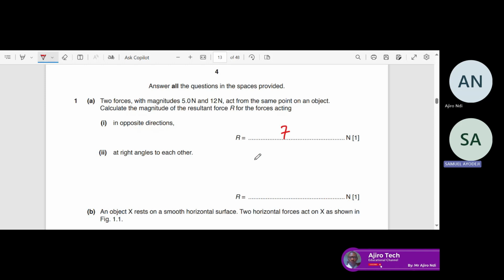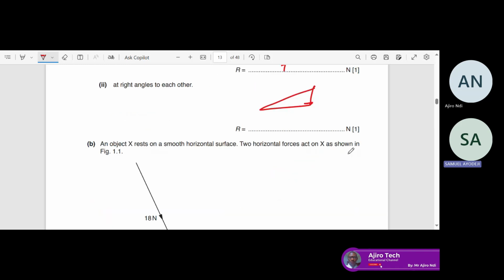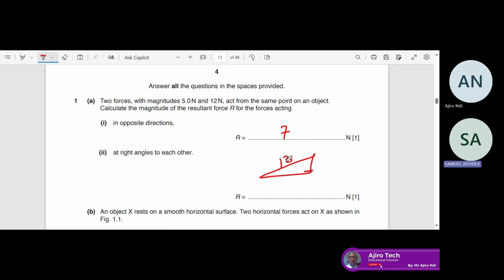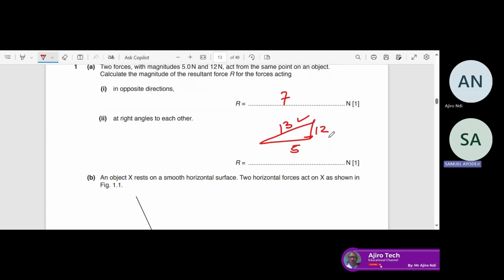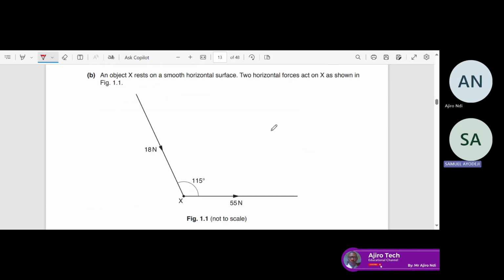At right angles, we are going to use Pythagoras theorem, so you don't need to waste time on that one. It should be 13: 12 squared plus 5 squared will give you 13.